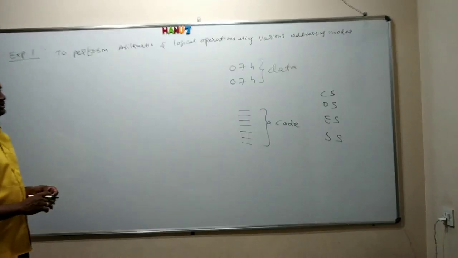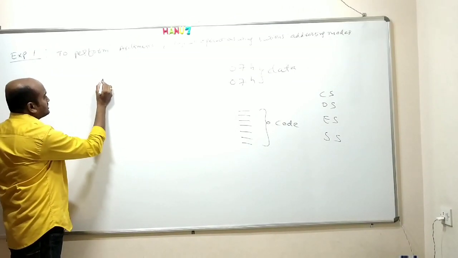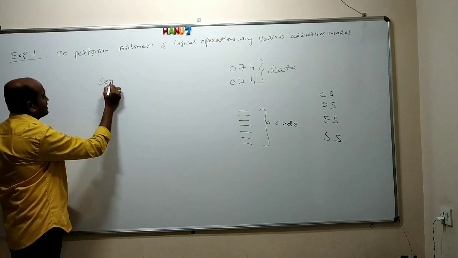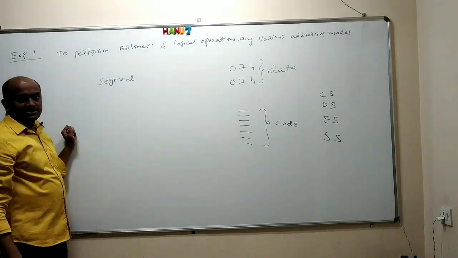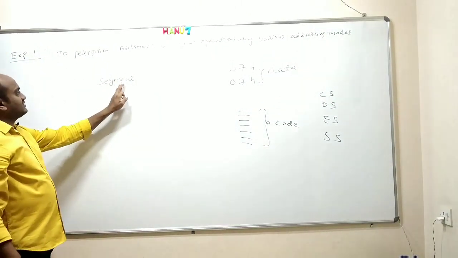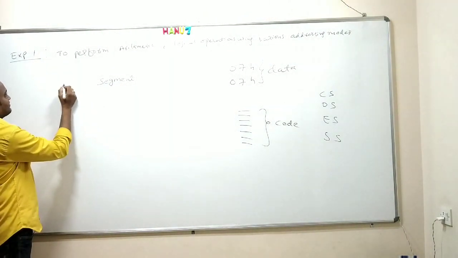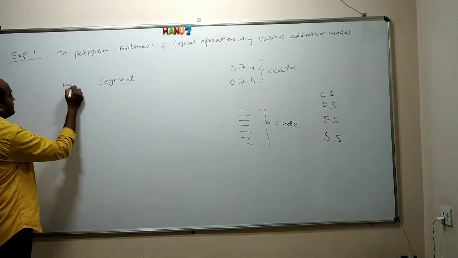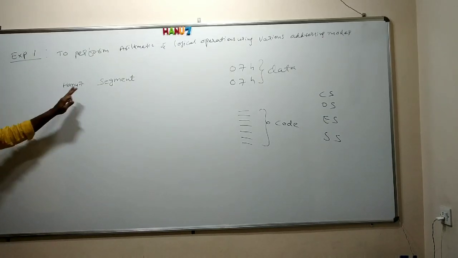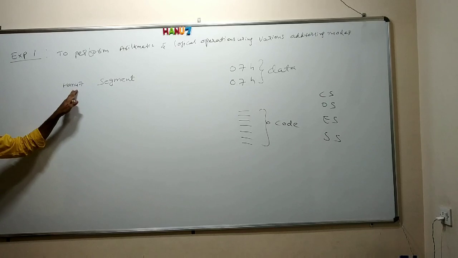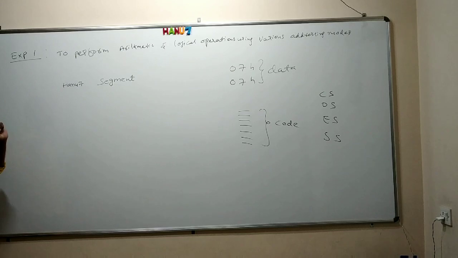So in the program I need to create 2 segments. A segment can be created by using a keyword called segment. This is actually called an assembler directive, which will create a particular segment. I want to create a segment with a name, for example, HANU 7 segment. If you want to create this particular segment, just write that name and in front of it write segment. This segment will be created.